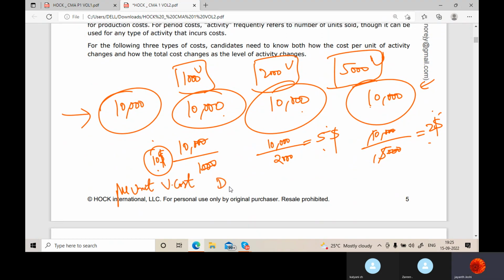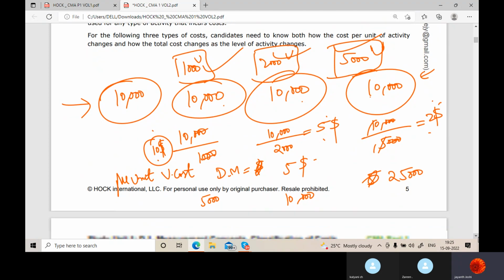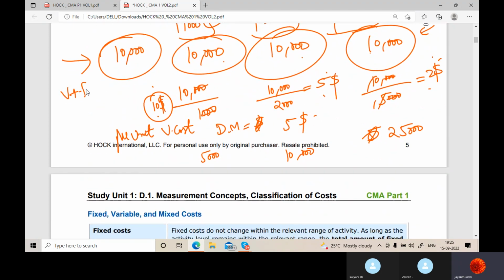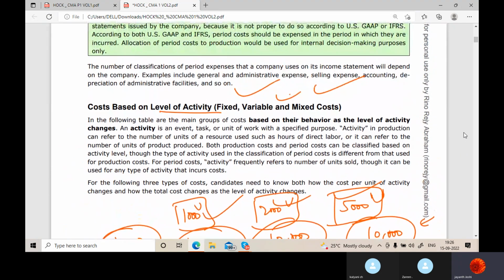Suppose direct material I'm speaking of, it is $5. But when you multiply with the number of units, 5,000, 10,000, 15,000, 25,000, you see the variable cost is changing as the number of units changes. Okay. And mixed cost is variable plus fixed. That means if I say electricity charges, some amount you have to pay always, whether you use the electricity or don't use it. Suppose $300. Above that, for every 1 unit you use, they'll be charging you. That's an example of mixed cost.